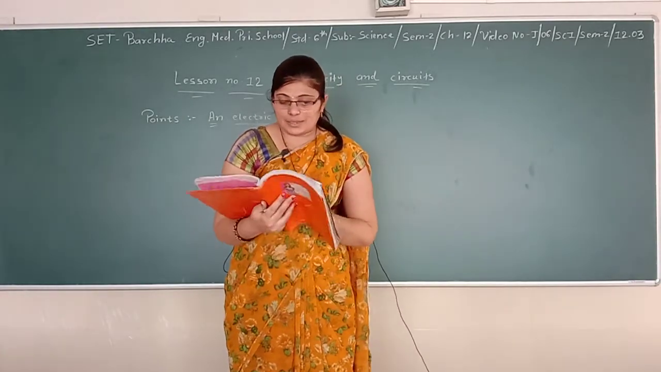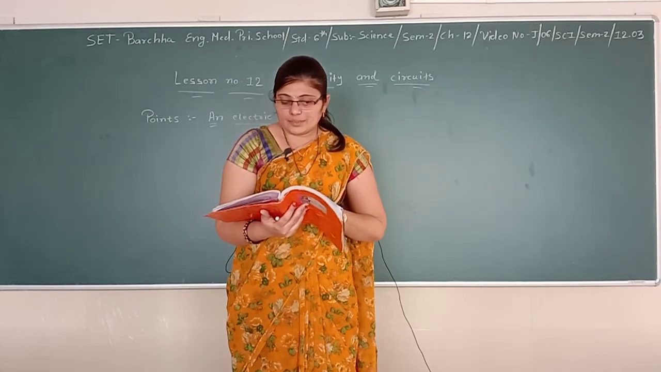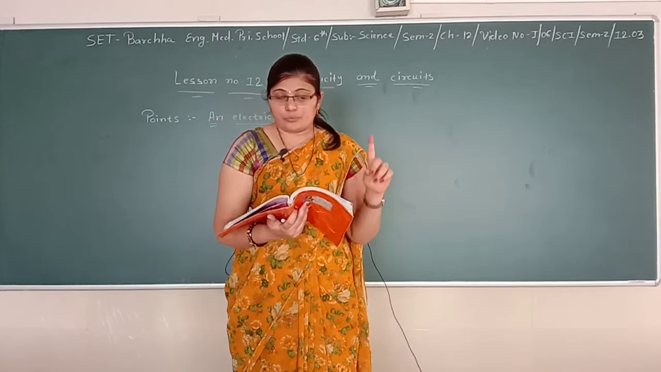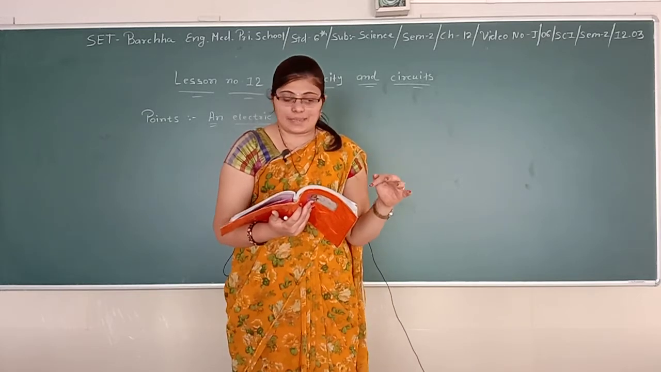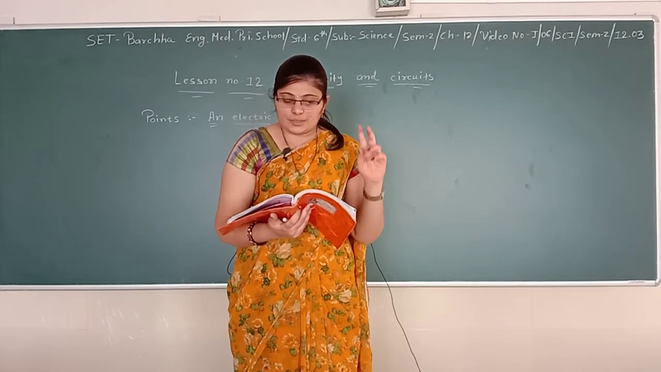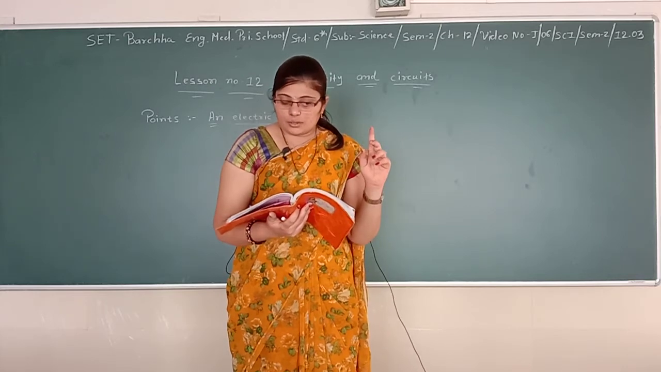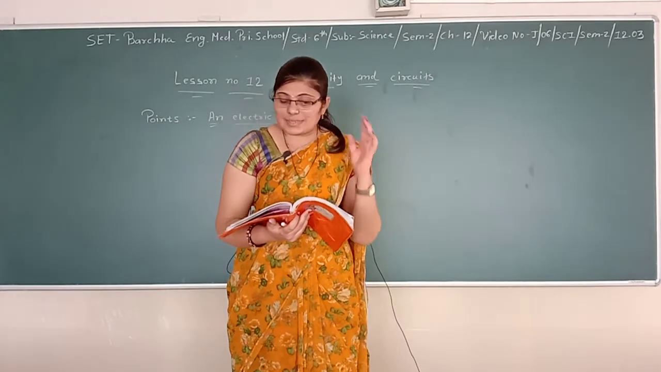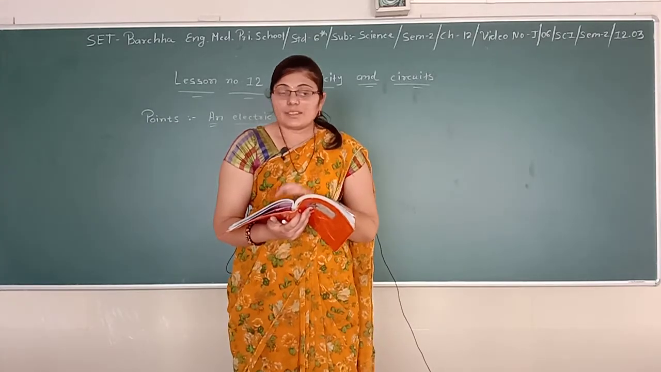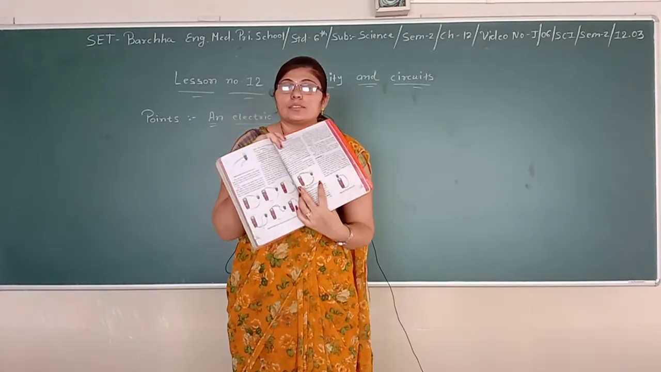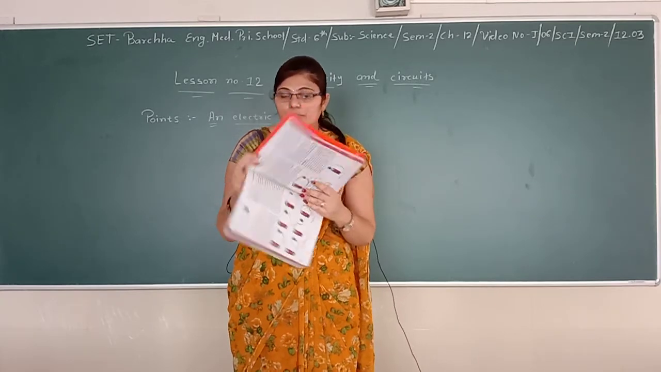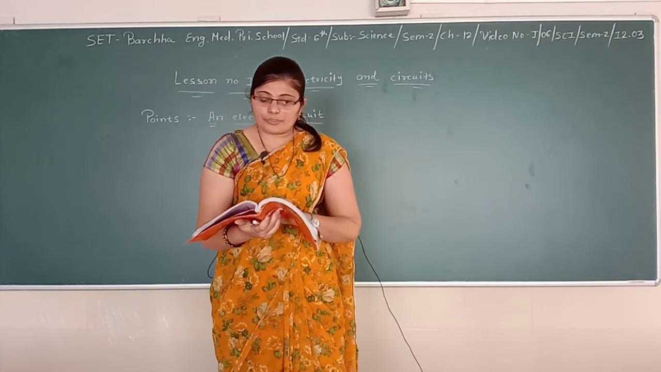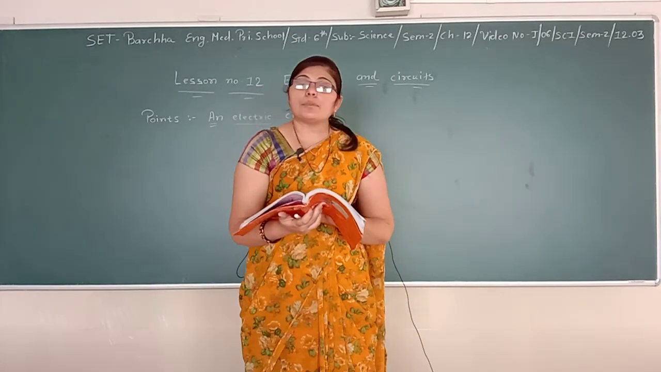I am reading this again. When the terminals of the bulb, what are terminals? Positive terminal and negative terminal. When the two terminals, positive and negative, of the bulb are connected with those of the electric cell by the wires, the current passes through the filament of the bulb. This makes the bulb glow.